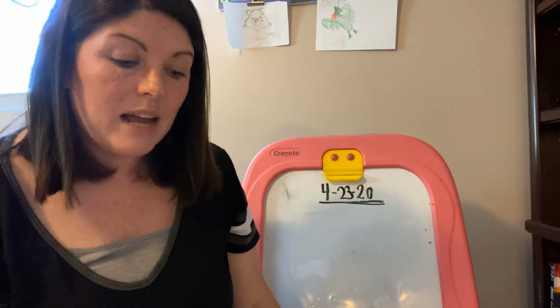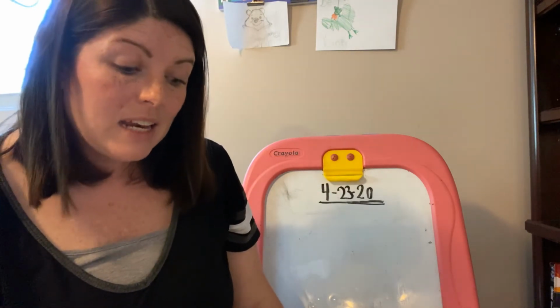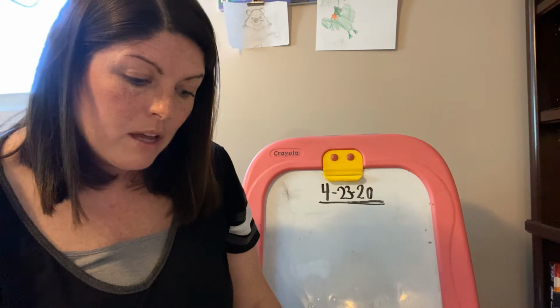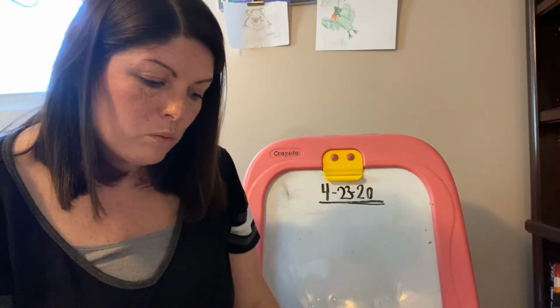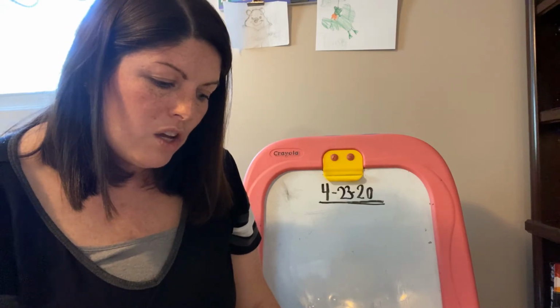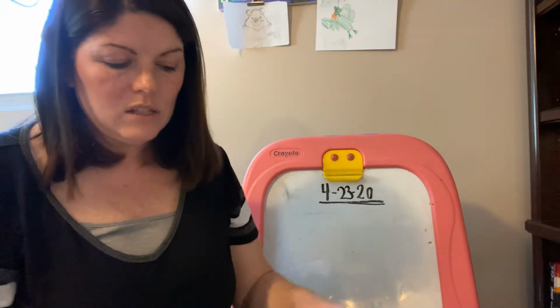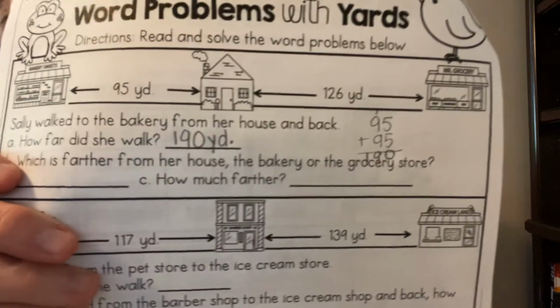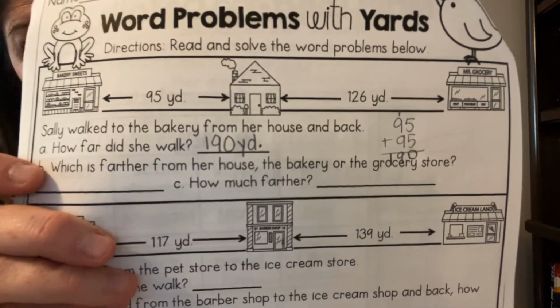1 plus 9 would be 10, plus 9 more would be 19. Good job. So for a total, she walked 190, and then we have to put yards. You have to label our answer, and that's a YD with a period at the end.